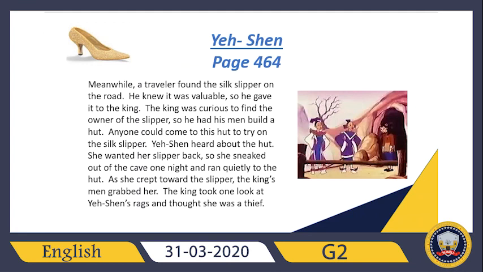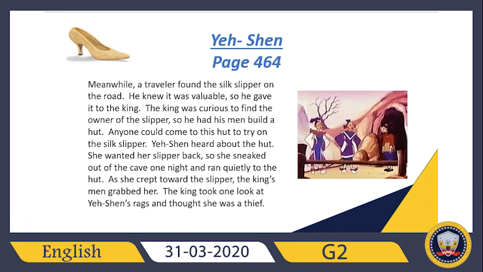Yi Xin also heard about the hut. Now she wanted her slipper back. So what did she do? She went out of the cave one night and ran quietly to the hut. Why did she go in the night? Because she didn't want anyone to see her. As she crept toward the slipper, the king's men grabbed her. So she was finally discovered.